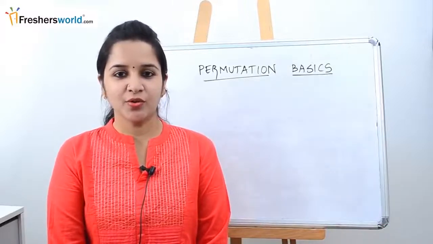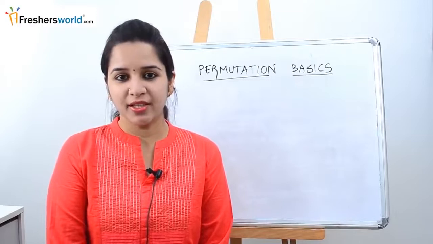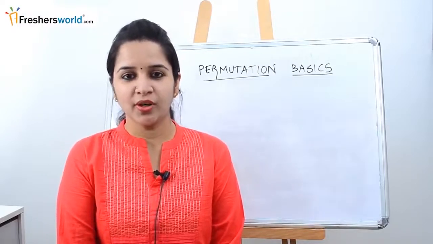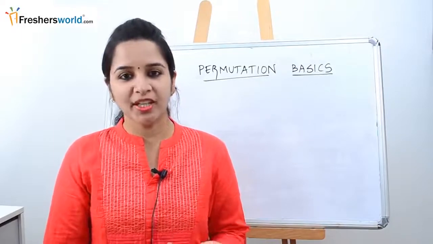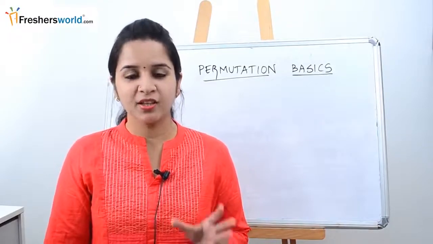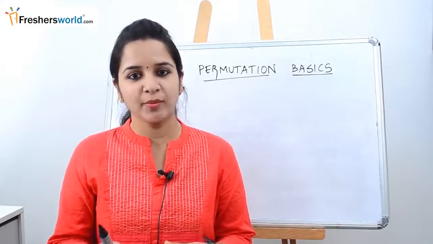The topic that we are going to delve into today is permutation basics. Before going in depth into the various formulas of permutation, first let us know what permutation is. Permutation means the number of ways a group of things can be arranged. This is a theoretical way of knowing permutation.